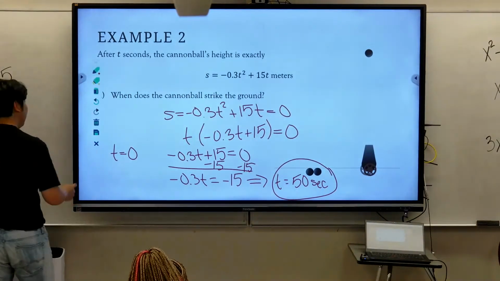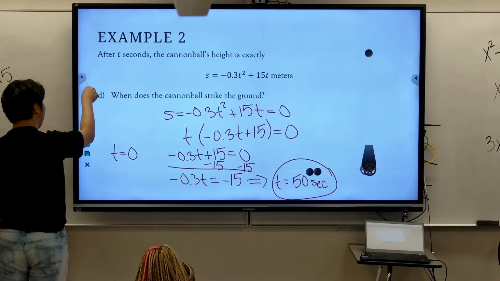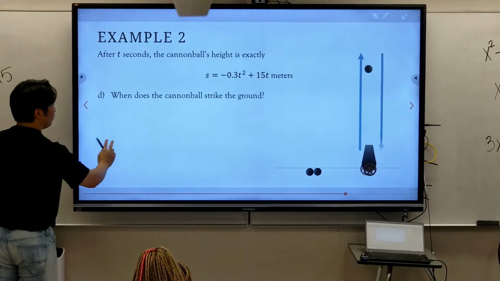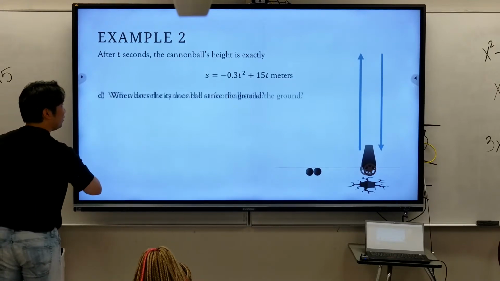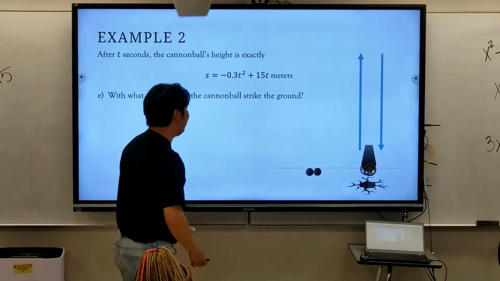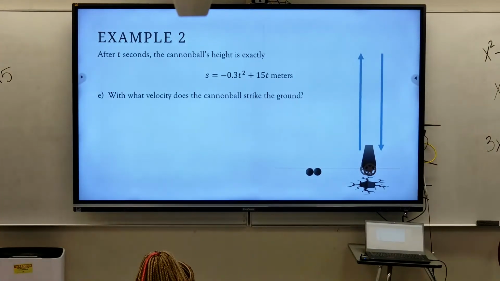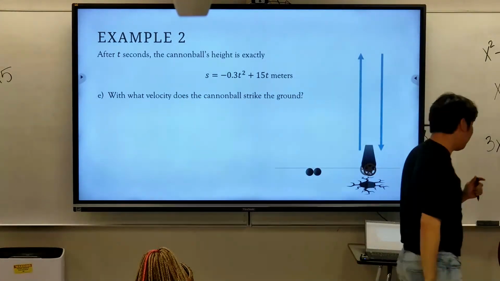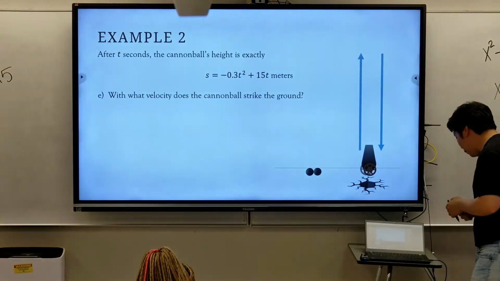And now we can finally do the last part of this question before we move on. This is just my picture again. With what velocity do I hit the ground? So enlighten me and tell me, how do I even tackle this last question before we move on to the next one?